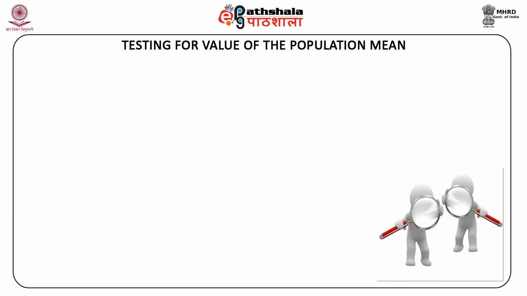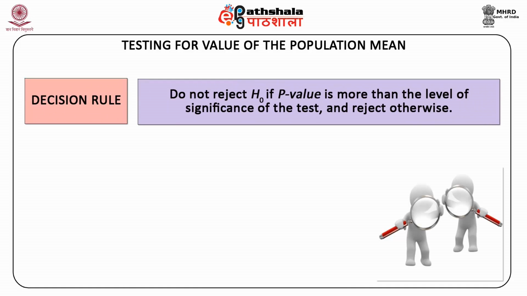The p-value method can also be used, where the p-value is the upper tail area to the right of the calculated value of Z in the upper tail test, the lower tail area to the left of minus Zc for the lower tail test, and the sum of the two tail areas for the two tail test. The decision rule is: do not reject the null hypothesis if the p-value is more than the level of significance of the test, and reject otherwise. Note that interval estimation and tests of hypothesis are two sides of the same coin.